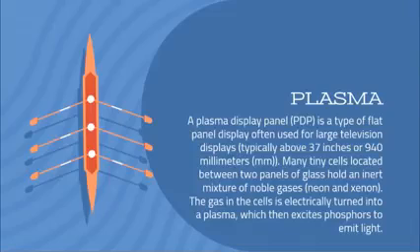A plasma display panel, or PDP, is a type of flat panel display often used for large television displays, typically above 37 inches or 940 millimeters. Many tiny cells located between two panels of glass hold an inert mixture of noble gases such as neon and xenon. The gas in the cells is electrically turned into a plasma, which then excites phosphors to emit light. So later on, I'll be discussing how things happen within a plasma display panel.